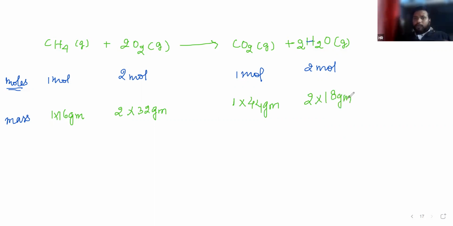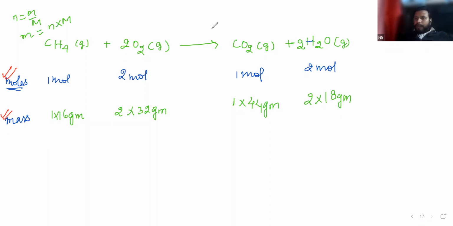I'm just writing the formula. Number of moles is equal to given mass upon molar mass, and mass will be equal to number of moles into molar mass. Yes, sir. So this is in terms of mass. This is in terms of moles.